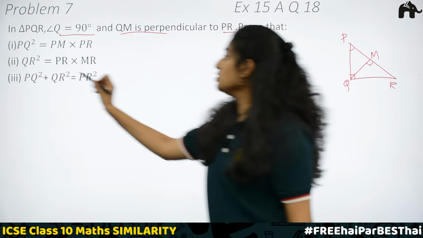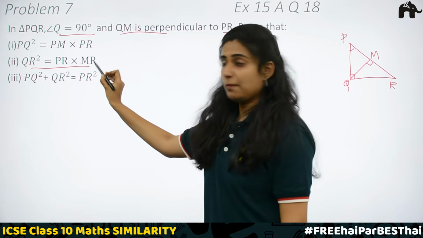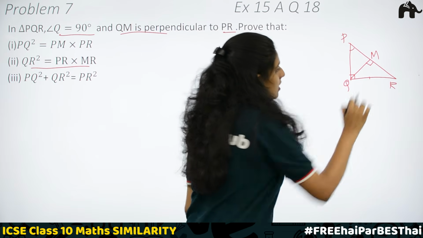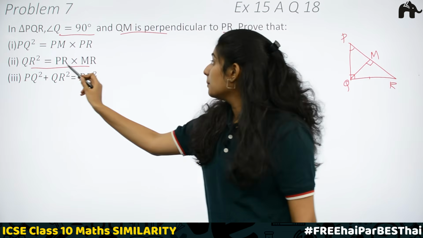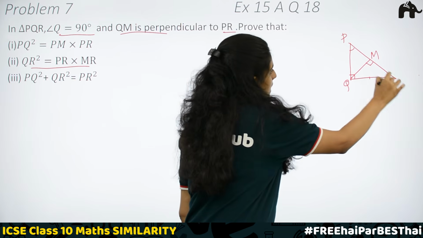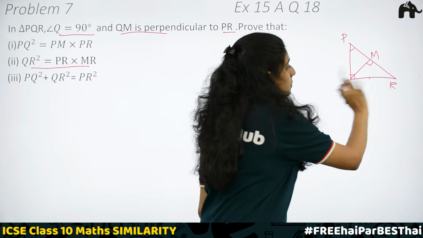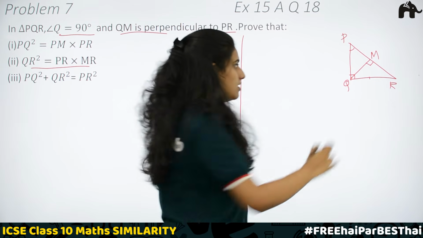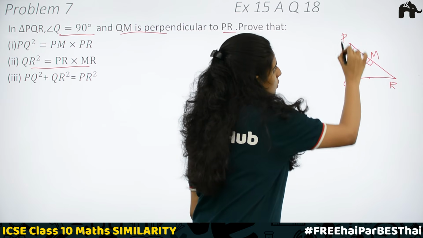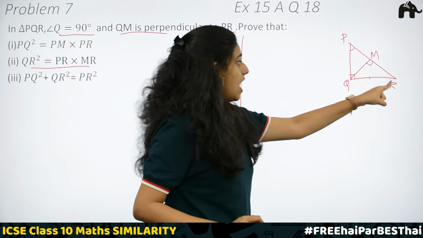Second, we have to show QR square is equal to PR into MR. We need QR, side QR. Here we have QR, then PR and MR. This is PR. This is MR. Now, this side QR should be common to both the triangles. So, we will consider triangle RQM and RQP, or RMQ, because here we have 90 degree.